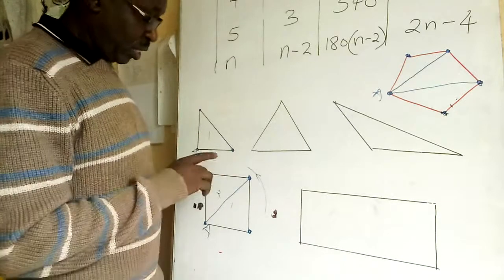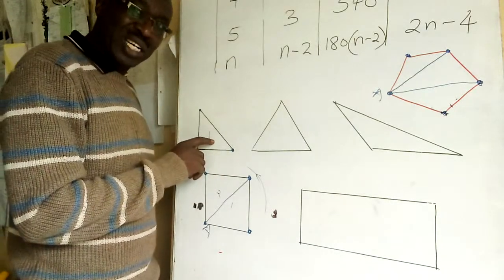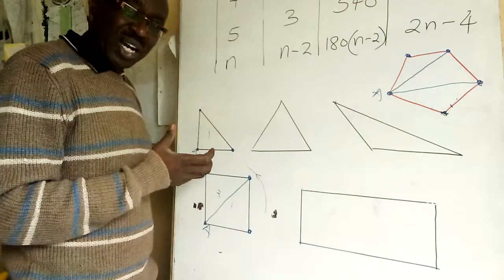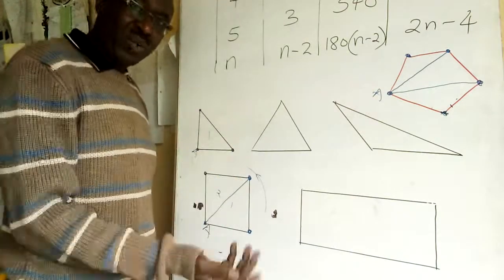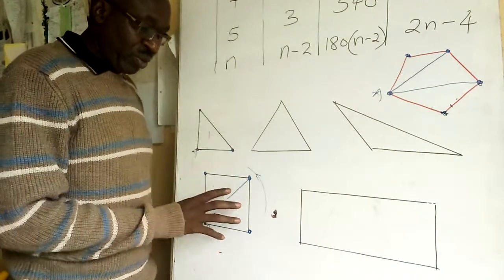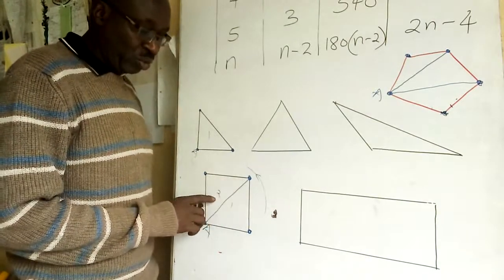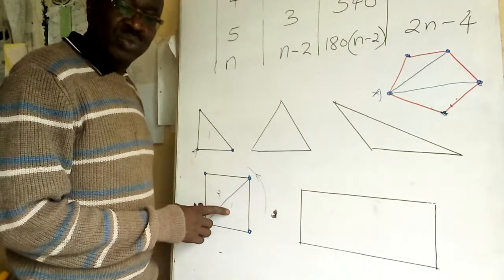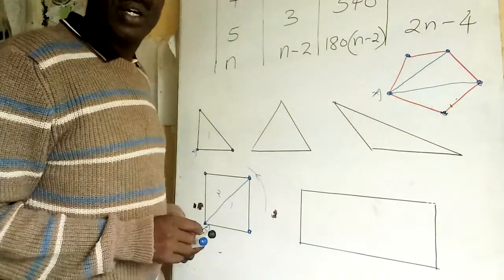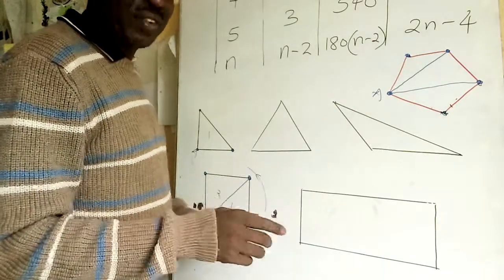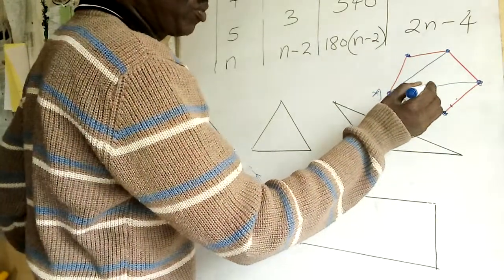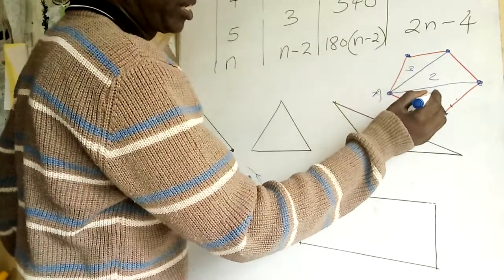triangles? Here it is only 1. It is a triangle and we are looking for triangle, so it is the only one. When we have a 4-sided figure, you can form 2. When we have a 5-sided figure, you have seen we can form 1, 2, 3.